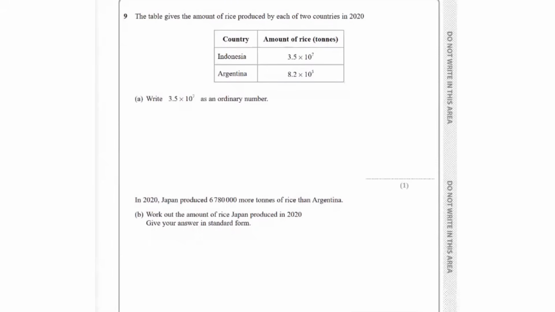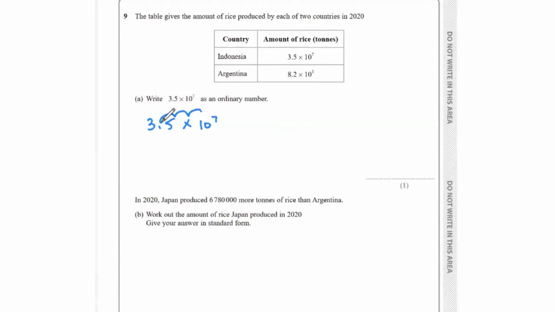Question 9 says the table gives the amount of rice produced by each of 2 countries in 2020. We have Indonesia and Argentina. Write 3.5 times 10 to the power of 7 as an ordinary number. So ordinary numbers are numbers which are not written with 10 to the power of something. For 3.5 times 10 to the power of 7, we're going to move the decimal 7 places to the right-hand side. Why to the right-hand side? Because the power is positive. If the power was negative, we would move the decimal 7 places to the left-hand side.